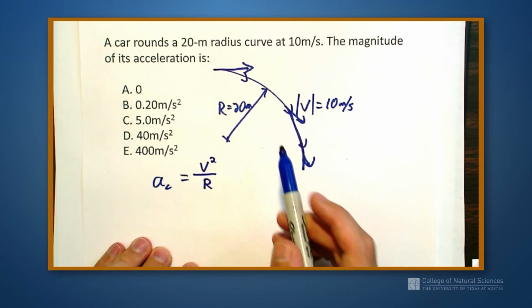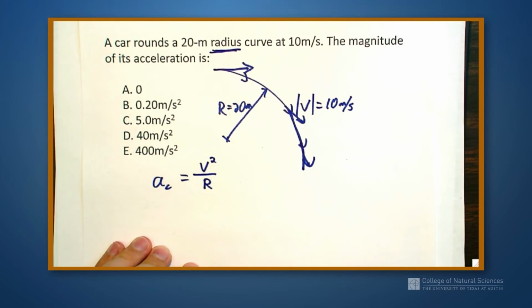One thing to be very, very careful on is to make sure that the radius is given. A lot of times you'll see in physics problems, they'll give you a diameter. You don't want to use the diameter, you want to use the radius. So if you ever see a diameter, instantly convert it into a radius by dividing by 2.